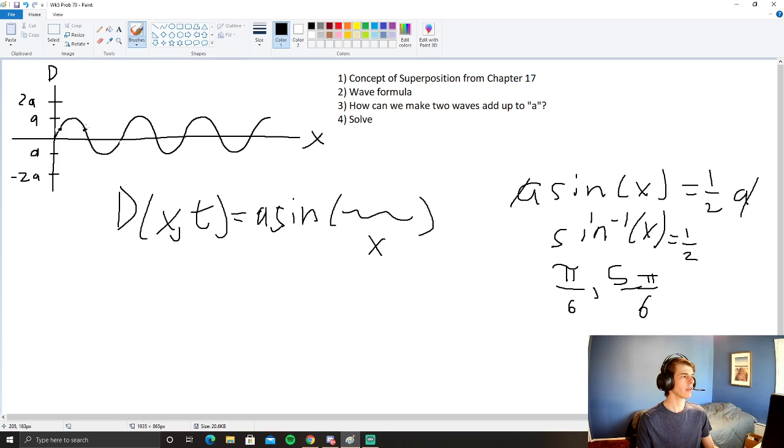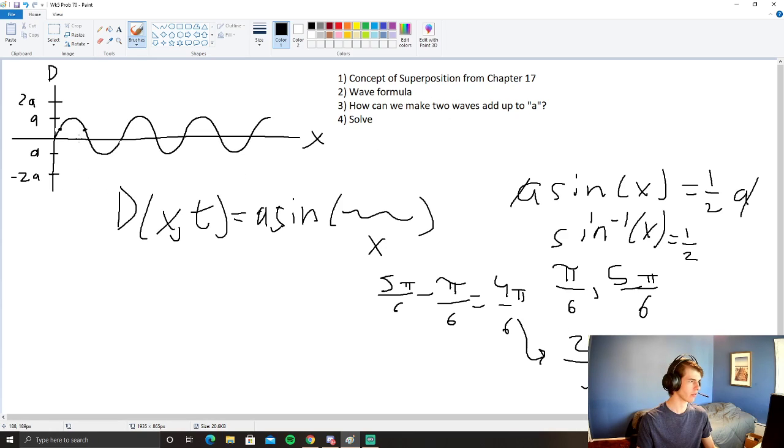So now we're thinking, okay, how can we make two graphs start so that their superposition adds up to A? Well, what if we just started the graph by this 5 pi over 6 minus pi over 6 so that it would essentially be delayed by that amount. So what is that amount? It'd be 4 pi over 6, or that's also written as 2 pi over 3. So now we know that the second graph should be delayed by 2 pi over 3 to get two waves that add up to A.